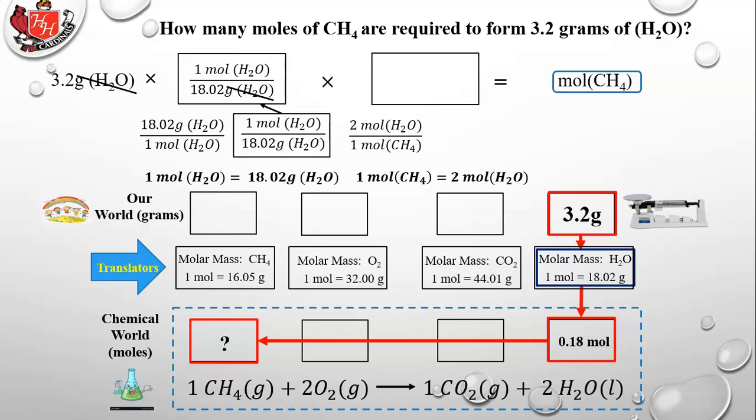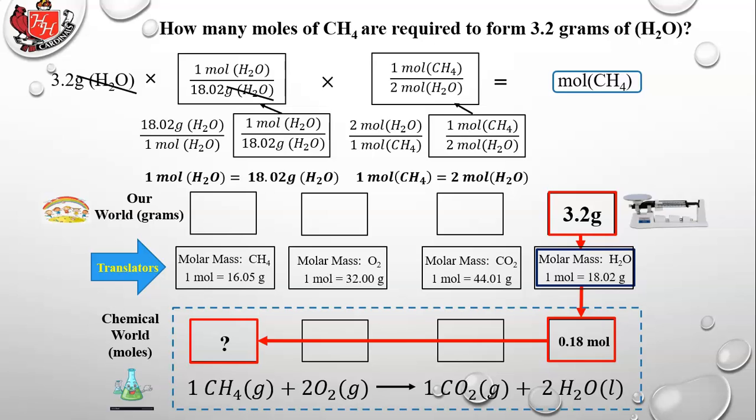And here they are. 2 moles of H2O for every 1 mole of CH4, or 1 mole of CH4 for every 2 moles of H2O. Which one of those are you going to use? What do you need to cancel, and what do you need to appear in the final answer? That's the question you're asking. The answer is this one right here. So we're going to put this one up here.